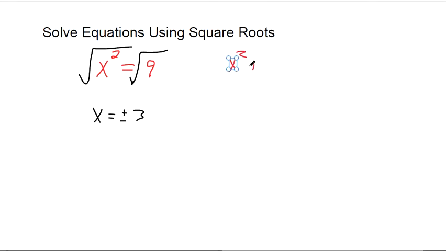X squared plus 3 equals 147. Let's get the square root by itself first, because you have to actually square root the entire left side and the entire right side, which is kind of tough to handle.